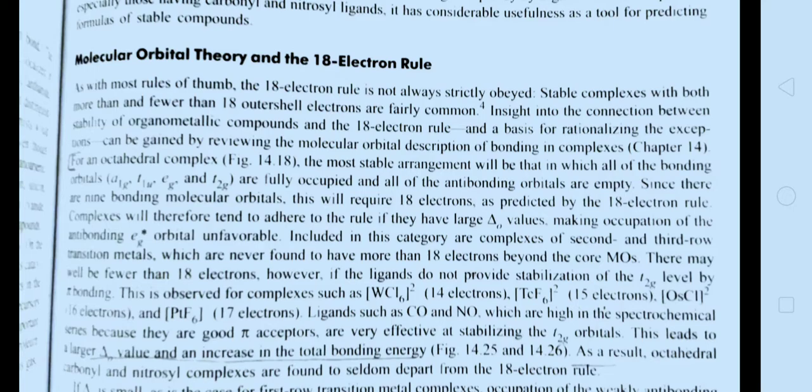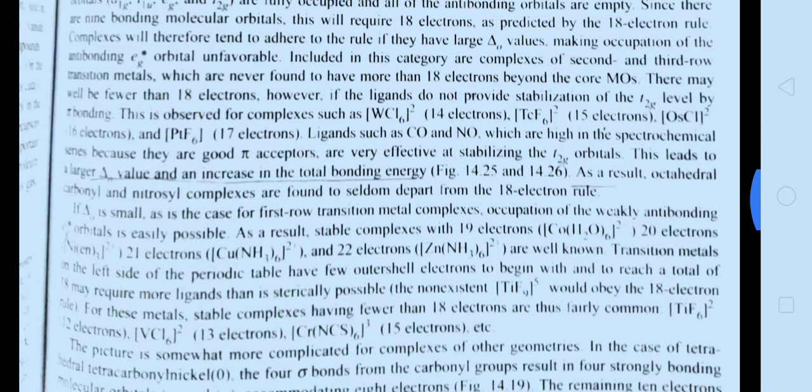In the case of octahedral complexes, if there are CO and NO as the ligands, they will act as good pi acceptors. In the spectrochemical series, their delta zero value is very high, so they can act as good pi acceptors. As a result, they will stabilize T2g orbitals, and hence all the electrons will fill the bonding orbitals, so they are found to obey the 18 electron rule.